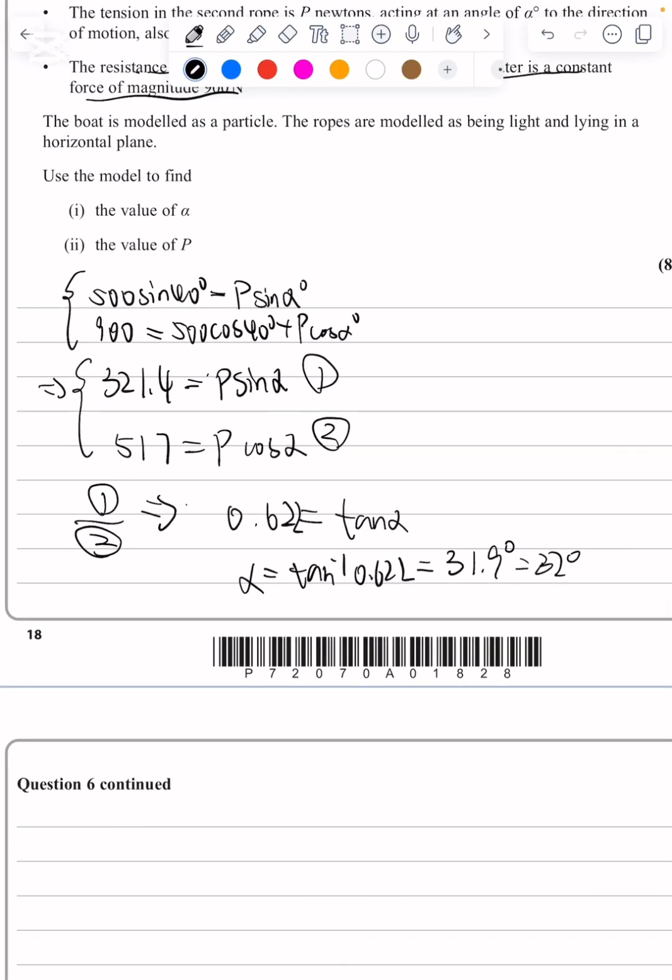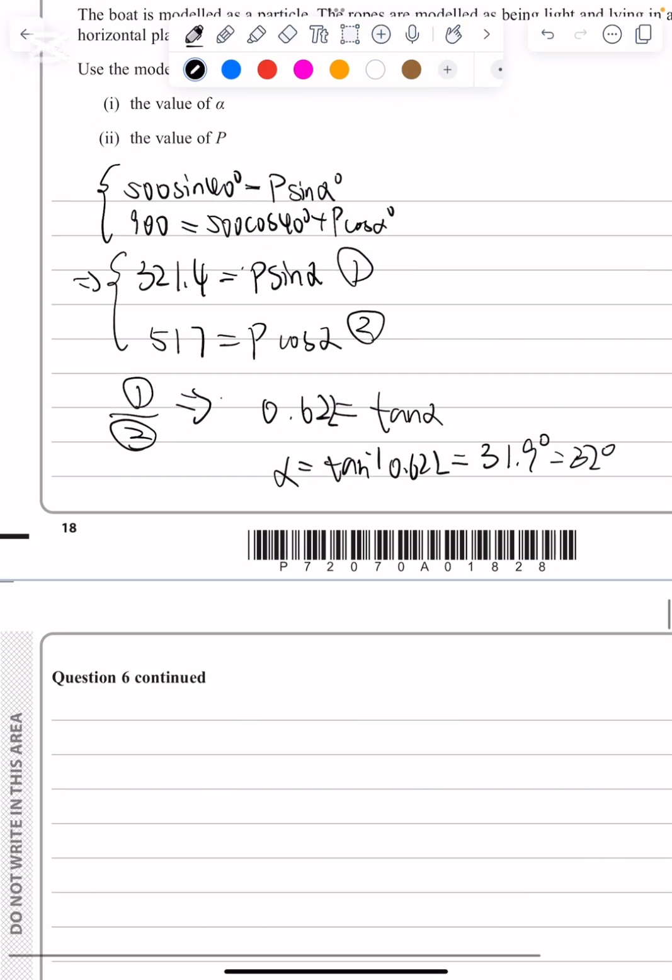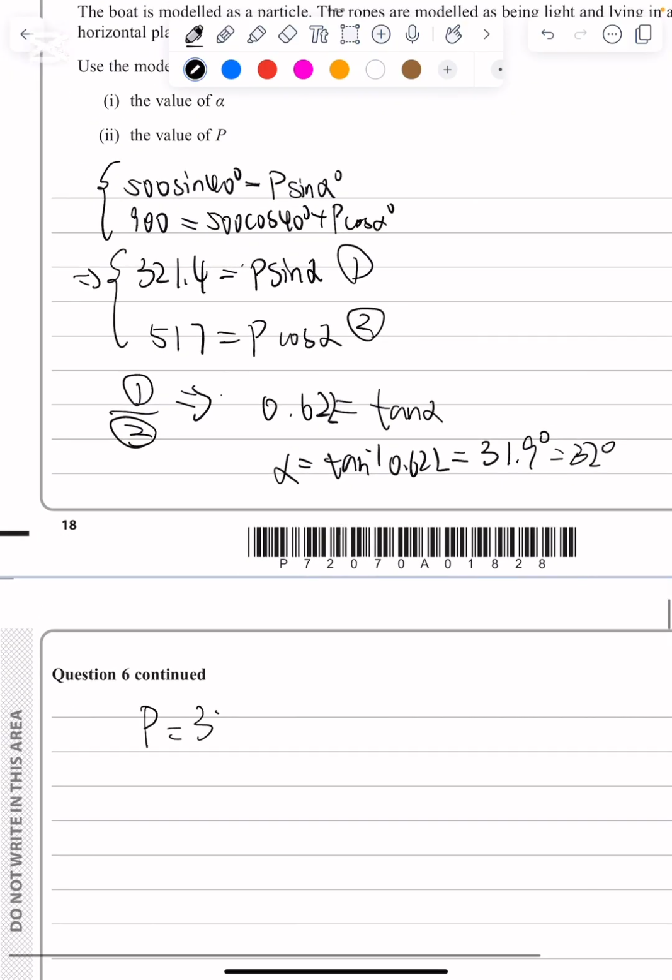Then that means P must equal 321.4 over sine 32 degrees. I'm not comfortable with this answer though.